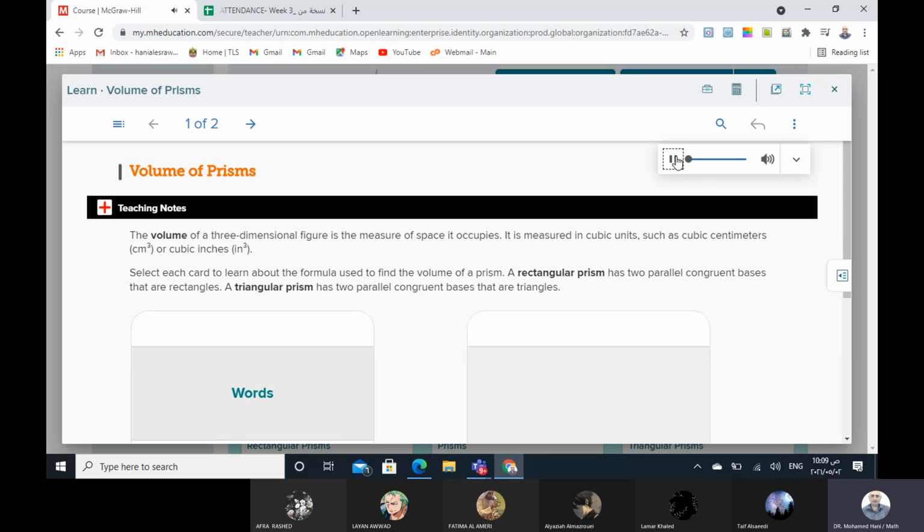Volume of prisms. Teaching notes. The volume of a three-dimensional figure is the measure of space it occupies. It is measured in cubic units, such as cubic centimeters (centimeter cubed) or cubic inches (inch cubed). Select each card to learn about the formula used to find the volume of a prism. A rectangular prism has two parallel congruent bases that are rectangles. A triangular prism has two parallel congruent bases that are triangles.